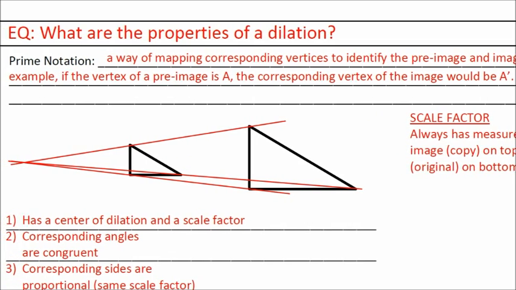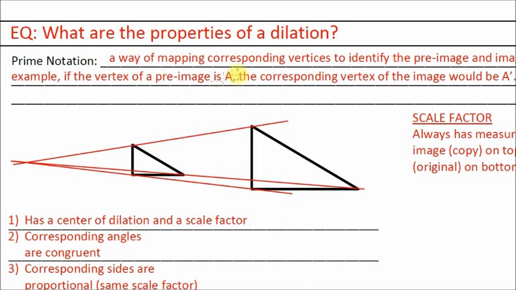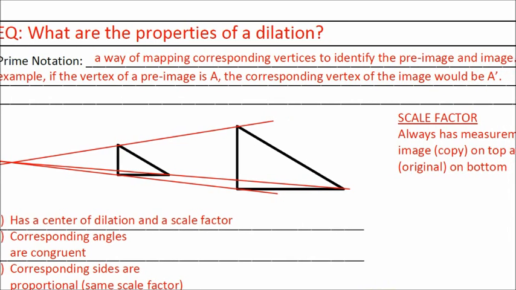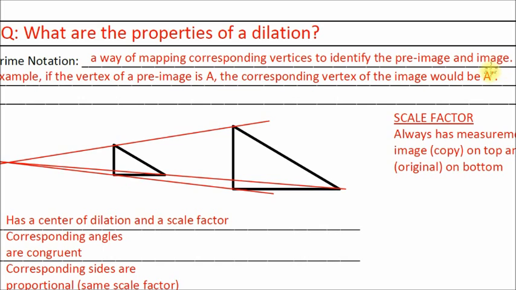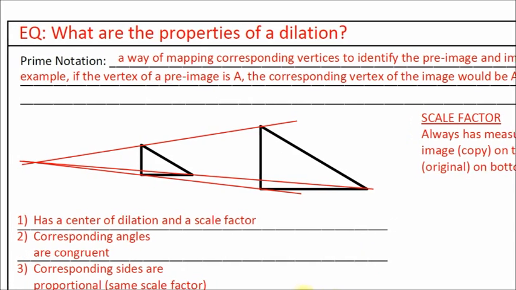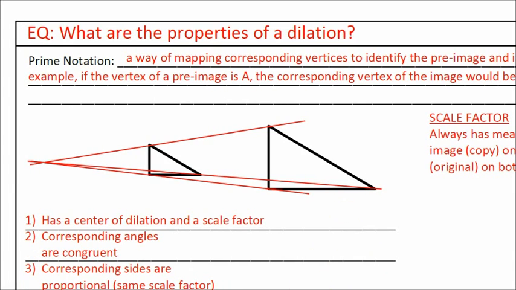For example, if the vertex of a pre-image is A, the corresponding vertex of the image would be A prime. And this little mark here, it kind of looks like an exponent of 1, but it's not straight up and down. I just want you to see this is not A to the first power. This is A prime. We'll see how this plays out in our example of properties of a dilation.